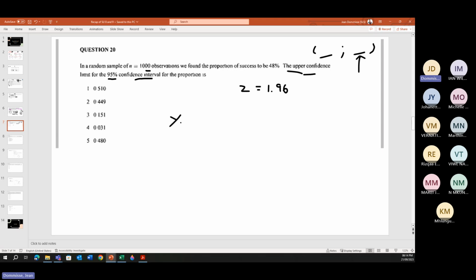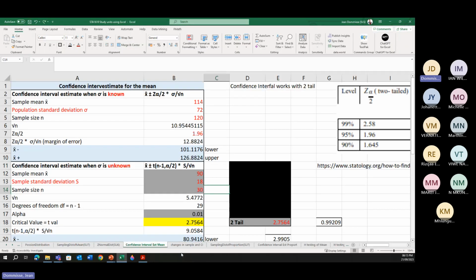Okay, so we will still use the same formula, but because it's a proportion, we will work with a proportion formula. So let's quickly check if I have that in here as well.